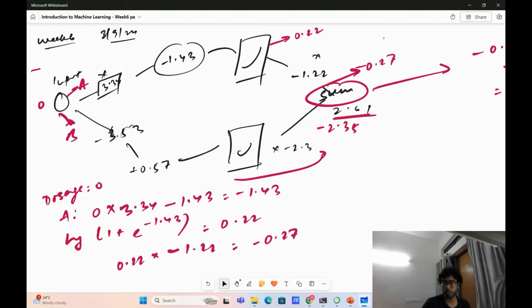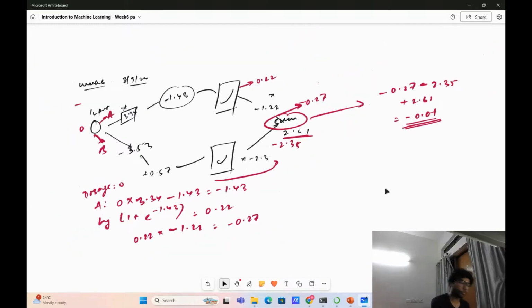Let me see, it's not visible. Okay, now it's visible. The minus 0.27 is from the first layer, the top panel, and this is the value from the bottom panel, minus 2.35, and this is the 2.61 that you have to add. You get an output very close to zero. So what we see is that if we give input equal to zero, our output is also zero. Similarly, you should check what happens if you give an input of 0.5.